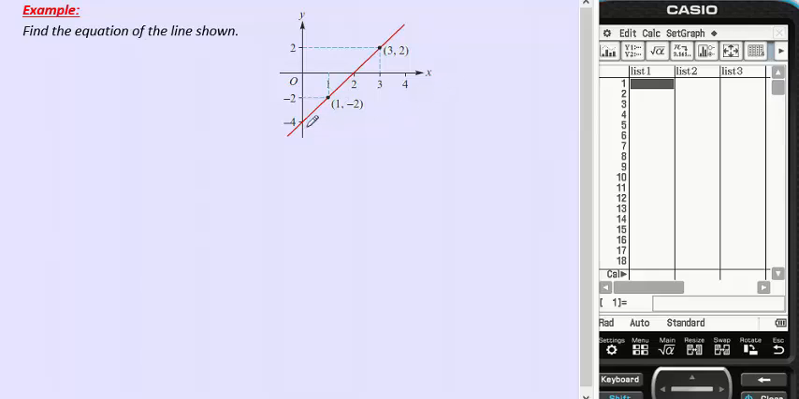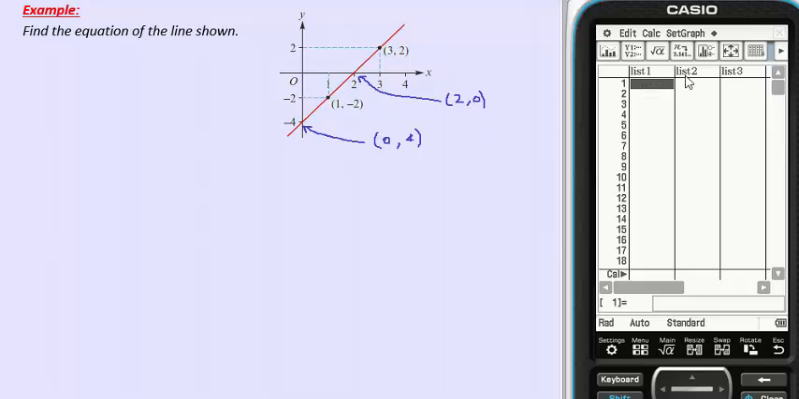So if I have a look at the points, this point here is at 0 and 4. They also show you the point at 1 and -2. Here, my x-intercept, that's at 2 and 0. And then we have 3 and 2. So we've got a whole lot of different points here. All I need is 2 points. I can put any 2 points in.